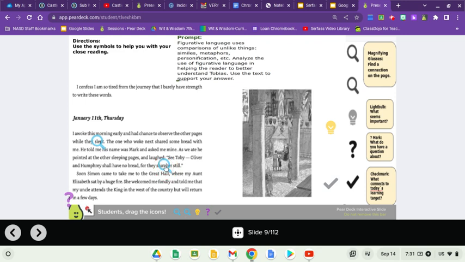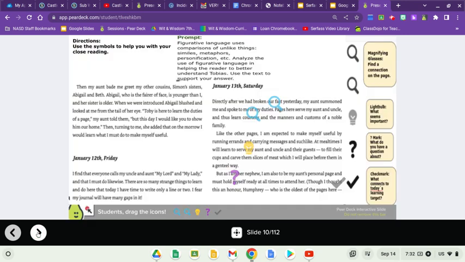Soon Simon came to me to the great hall where my Aunt Elizabeth sat by the huge fire. My question is, because it's a tough picture to see, is that Aunt Elizabeth over there in that picture? She welcomed me finally and told me that my uncle attends the king in the west of the country but will return in a few days. Well, the uncle seems like an important dude, so I'm going to put main idea that we're all kind of waiting on the uncle. Everything revolves around him.